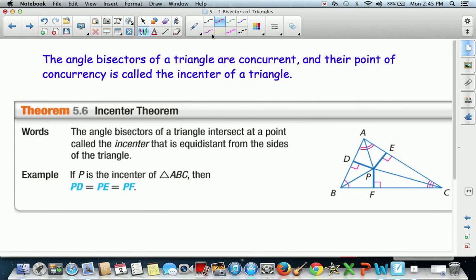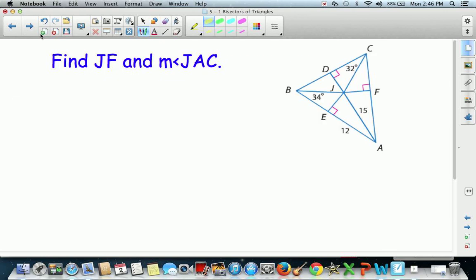Our next portion of this section: angle bisectors of a triangle are concurrent at their point of concurrency, and their point of concurrency is called the incenter of a triangle. So here's the incenter theorem. Make sure you write this down in your packet and read it and understand it. So using the incenter theorem, we are going to find JF and the measure of angle JAC. Let's focus on JF first.